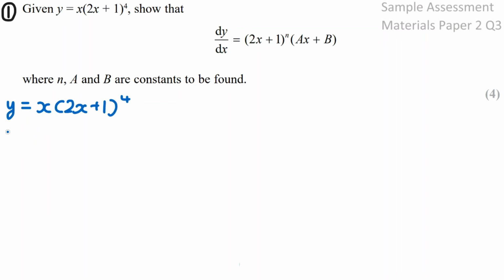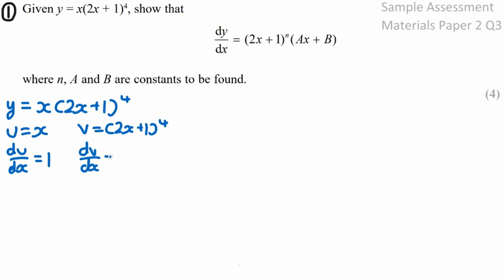So let's say that u is equal to x, and therefore du over dx is going to be x differentiated, which is just equal to 1, so therefore v is going to be equal to (2x + 1)^4, so therefore dv over dx is going to be equal to, so we need to use the chain rule here with the inner function being 2x + 1 and the outer function being this power of 4 here. So the inner function differentiated is going to be just 2.